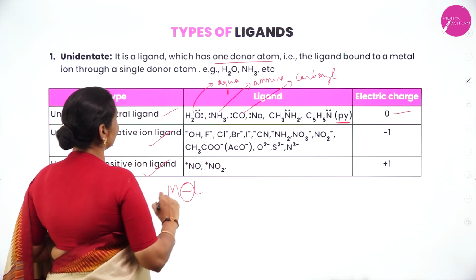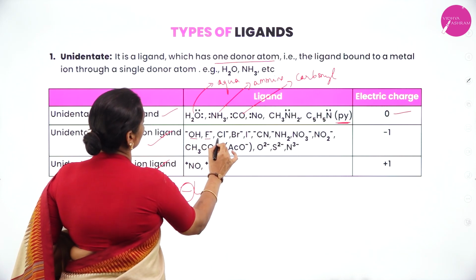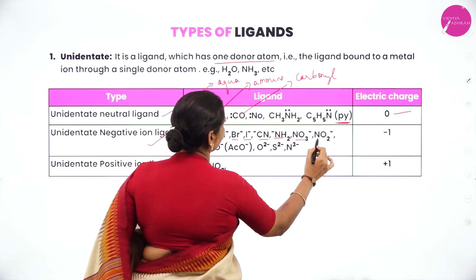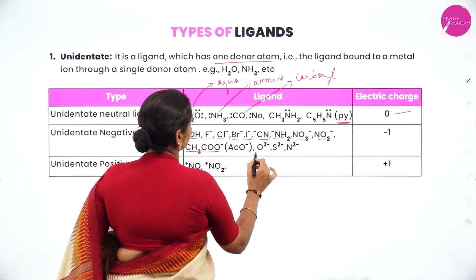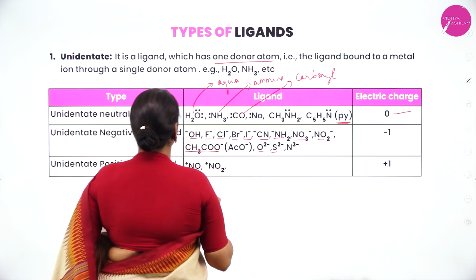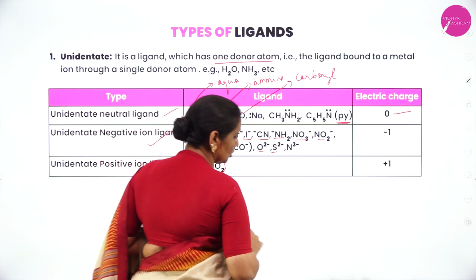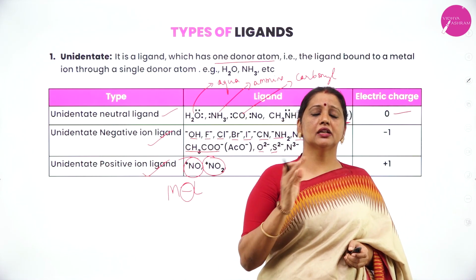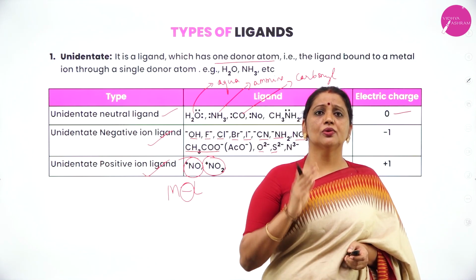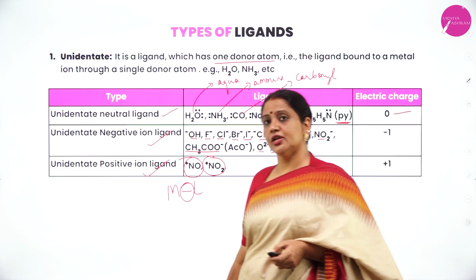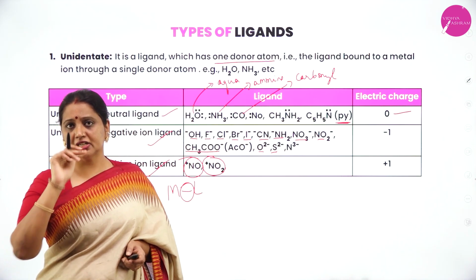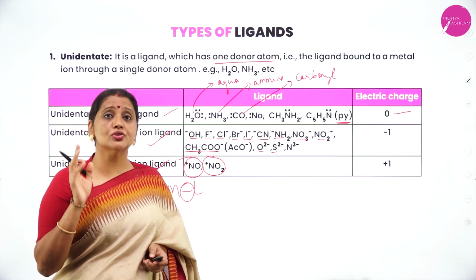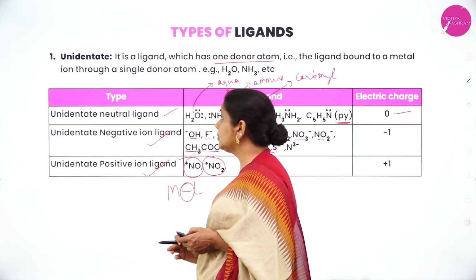Negative unidentate ligands are hydroxo, fluorido, chlorido, bromido, iodido, cyanido, amido, nitrito, acetato, oxido, sulfido. Positive ones are NO plus and NO2 plus. Therefore, unidentate ligands are further classified into 3 categories depending upon the charge: neutral, positive, negative. Unidentate ligands are the ligands which contain only one donor atom and have the capacity to donate only one pair of electrons to the central metal atom or ion to form one coordinate bond.